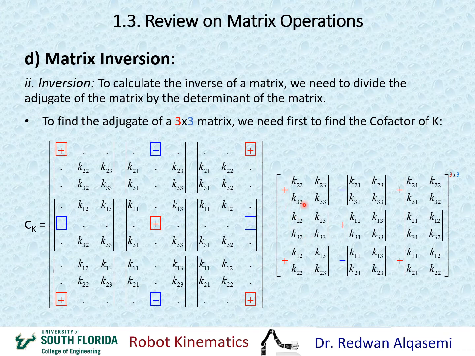So this is the positive determinant of this. Of course, whenever we have these 2 straight lines that are not brackets, they are a symbol for determinant. So the determinant of these elements, the determinant of these elements with a negative sign, and so forth. And that would make my cofactor matrix of K.